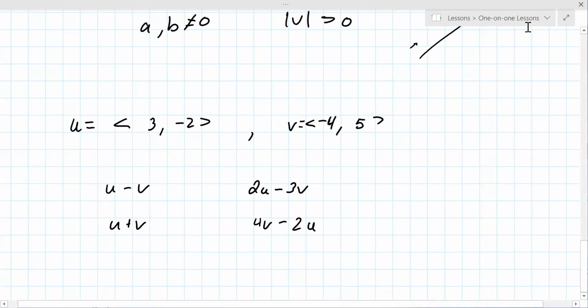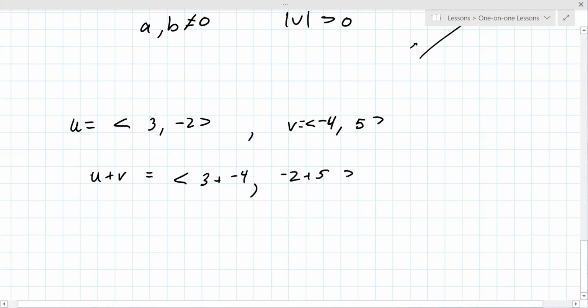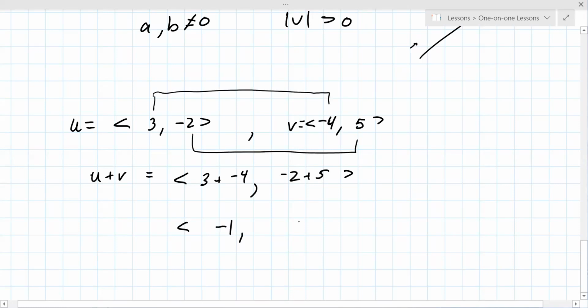Can we go over some of them? Sure. I'm going through them quickly because it doesn't seem like it's being emphasized here, but maybe it is. Let's say I want you to just do u plus v. So u plus v means 3 plus negative 4 comma negative 2 plus 5. You take the x components and then the y components and add them together.